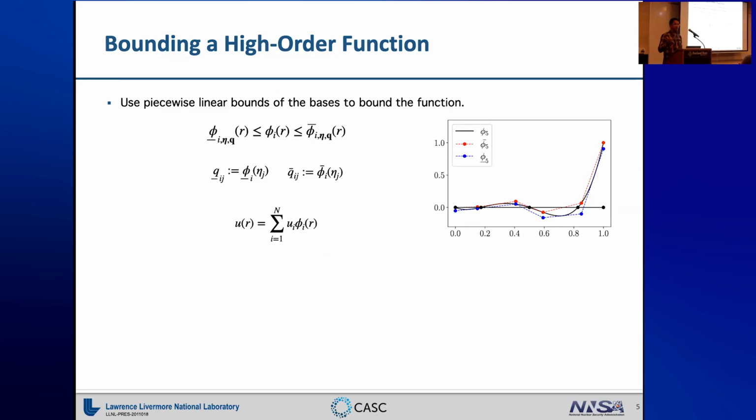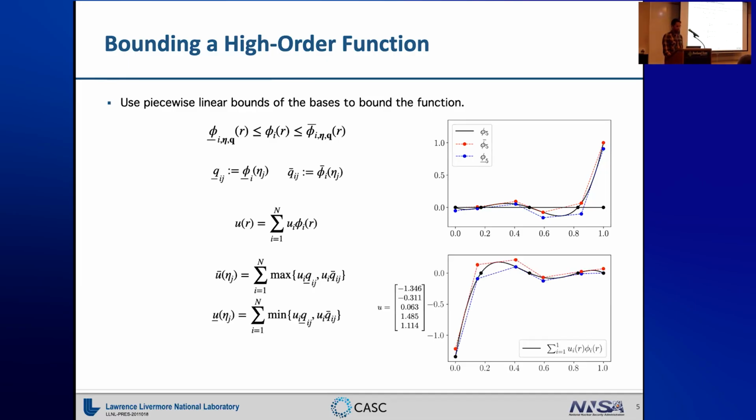And since my solution or my function is just a weighted sum of the bases, the upper bound would be, take the maximum for each function, the upper and lower bound of individual bases, right? Why are we doing that? Because your coefficients might not be positive, right? So if your coefficient is negative, you probably want to use the lower bound for the bases. And you can do the same thing for the lower bound on the function. And we'll see how just doing this summation results in giving you the bounds.